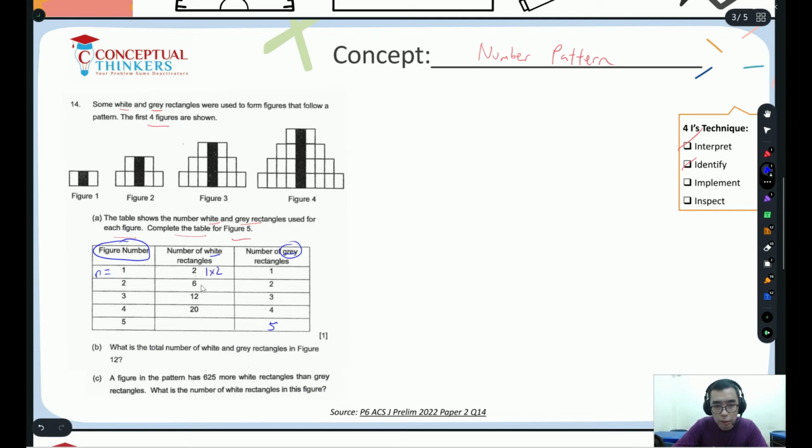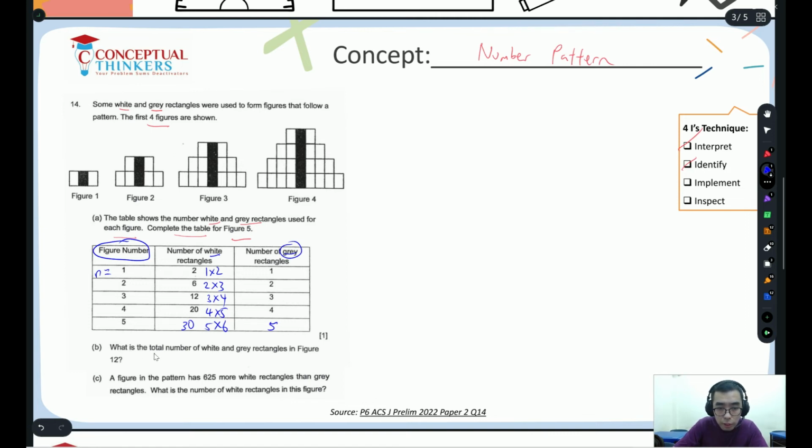Now when it comes to 6, it will be 2 times 3. Then figure 3 will be 3 times 4. Then 4 times 5. And lastly, I think here will be, sorry, it's not 6, it's 5 times 6. Just do some changes. So 5 times 6. So I expect here to be 30. Okay, so this will be my part A answer. So let's look at part B.